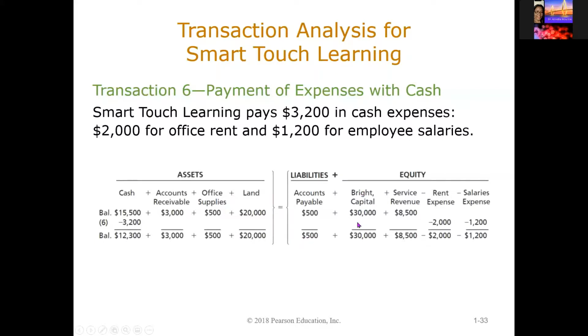The equity is the capital, $30,000, service revenue, $8,500. The company paid $2,000 for office rent, and they paid $1,200 for employee salaries. So you have your assets equal liabilities plus equity. Your accounting equation is in balance.